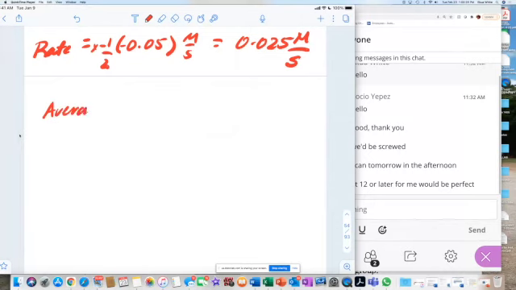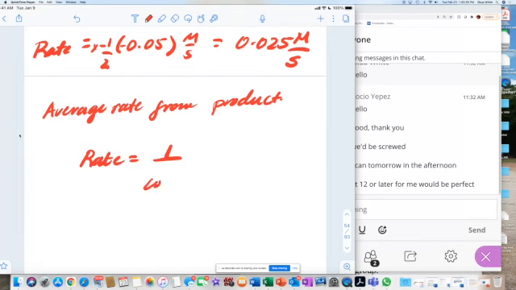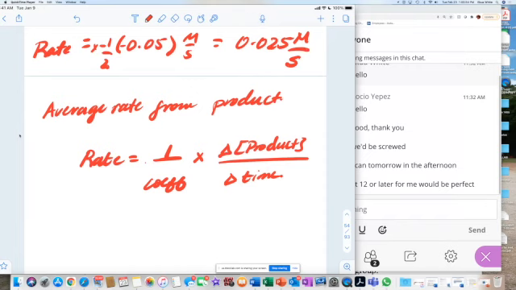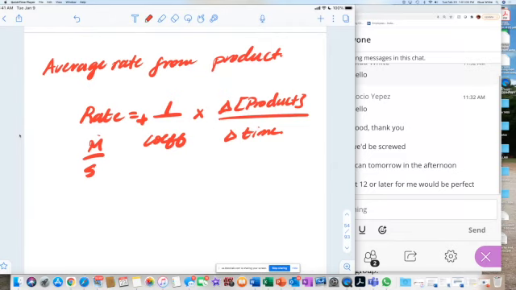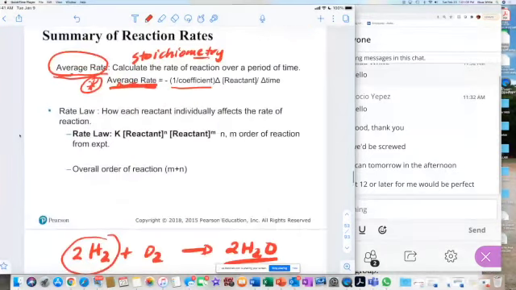So average rate from product, your equation will be very similar, but it will be rate equal to 1 over coefficient. This time you will not put negative here, you leave it as positive, and then times change in product concentration over change in time. Okay, this would be positive. That's the difference. And they have to give you the 2 numbers again for the product, the 2 numbers for time. You work it out, you get rate. Your answer should be unit M over s, right? So we just kind of summarize this part here.